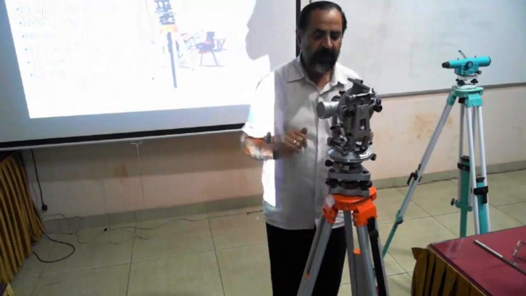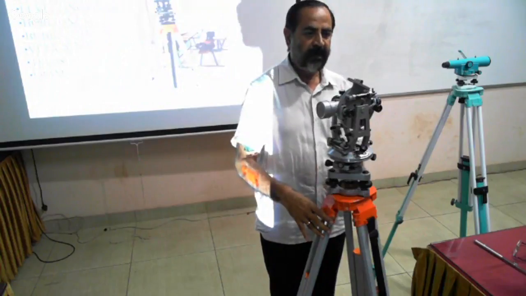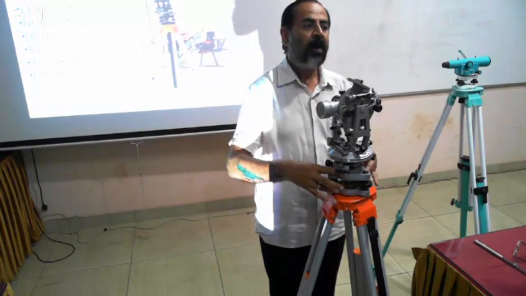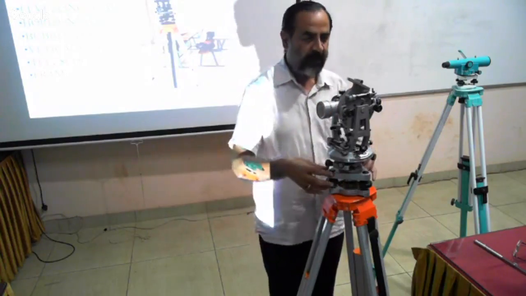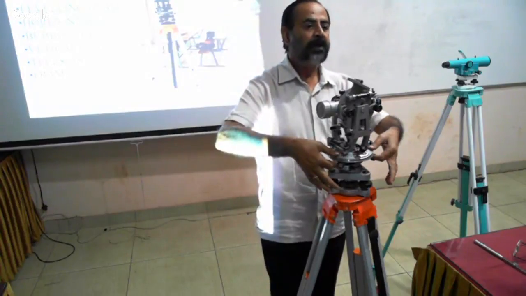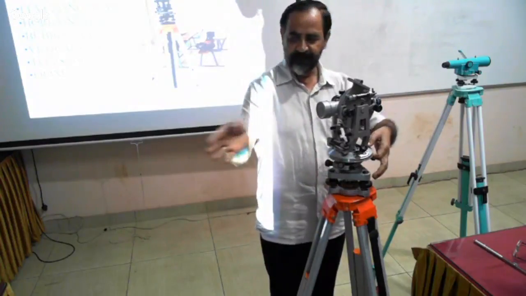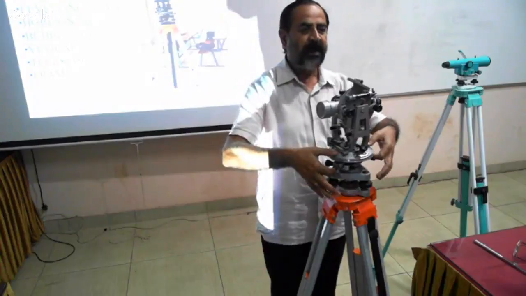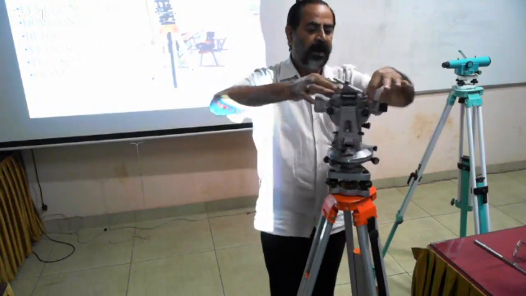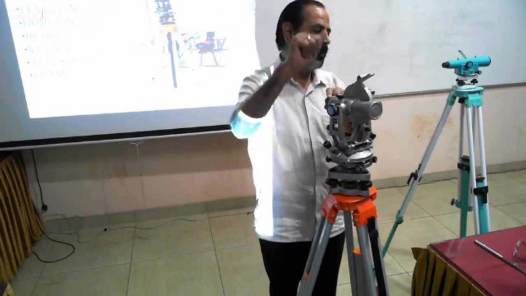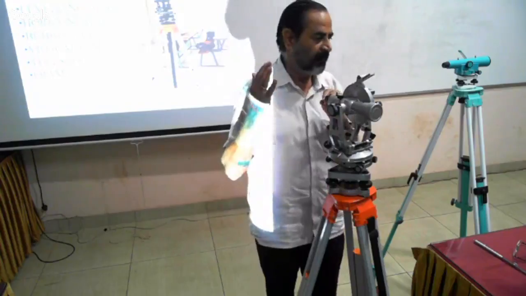Now once again I will tell you. Please understand. The first one is the tripod. The second one is the leveling head. This is the horizontal circle, and this is the vertical circle. Can you see this vertical circle? And this is the telescope. If you understand this clearly, now we will go one by one. First, we will understand clearly.